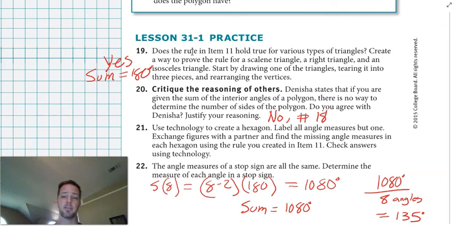19, does it apply for every triangle? Yes, that's the triangle sum theorem. Every triangle, regardless of what type it is, has to add up to 180 degrees.